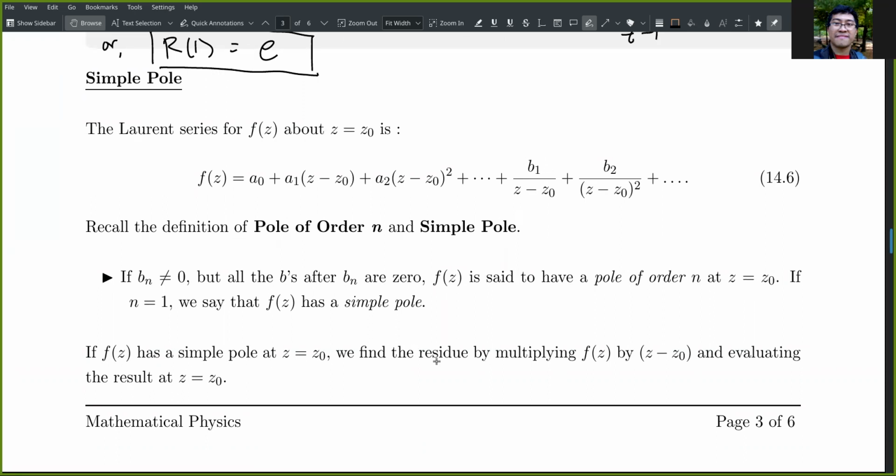So we can find the residue by multiplying f(z) by z minus z naught. If it has a simple pole, all of these terms cancel. We multiply by z minus z naught on both sides. This z minus z naught would cancel, and all of the other terms will have an extra z minus z naught. The next step is to evaluate at z equals z naught. If you evaluate at z equals z naught, all of these terms become 0, and we get the value of b1.